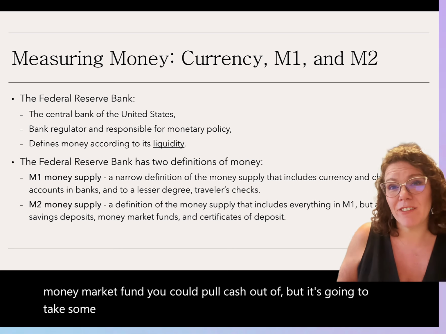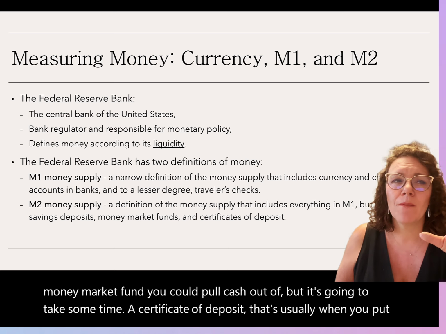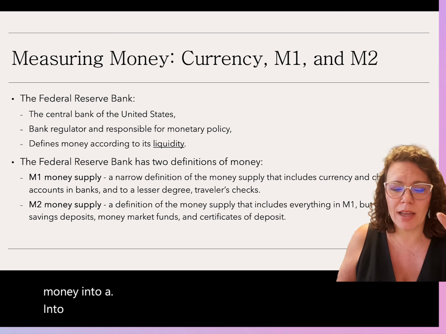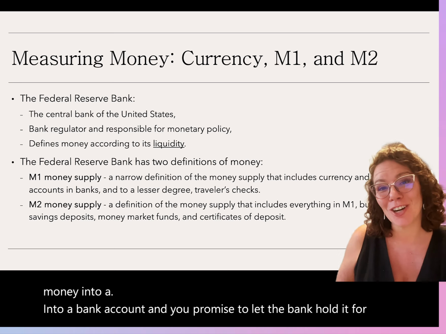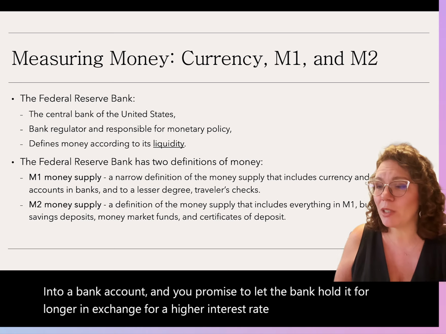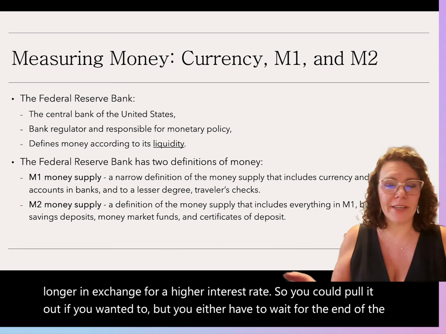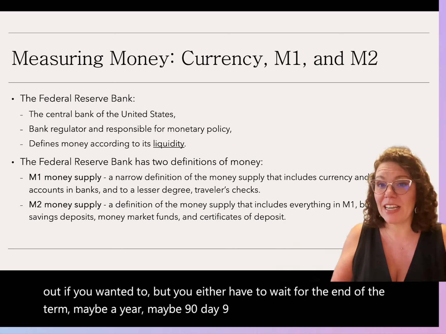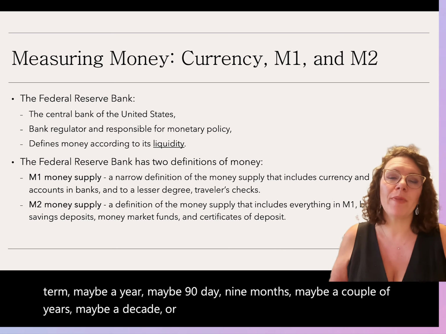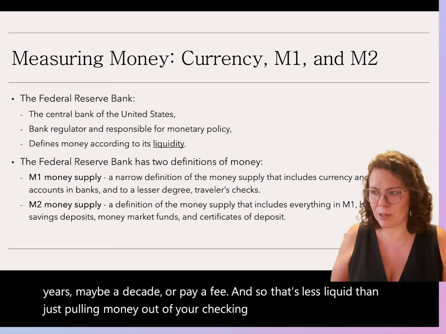A certificate of deposit, that's usually when you put money into a bank account and you promise to let the bank hold it for longer in exchange for a higher interest rate. So you could pull it out if you wanted to, but you either have to wait for the end of the term, maybe a year, maybe 90 days, 9 months, maybe a couple of years, maybe a decade, or pay a fee. And so that's less liquid than just pulling money out of your checking account with your debit card.